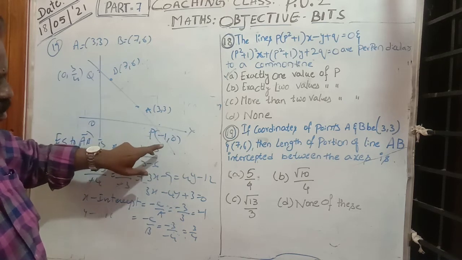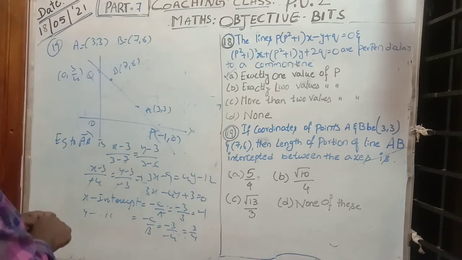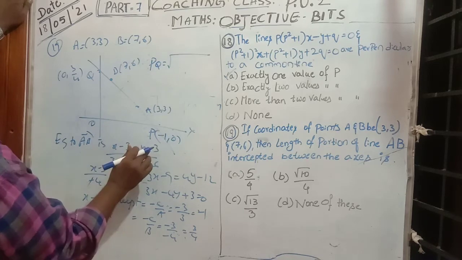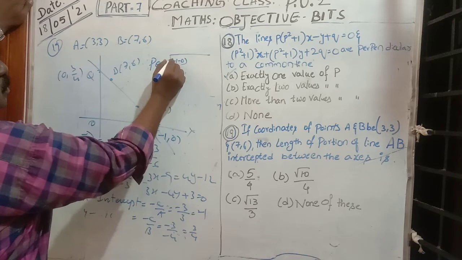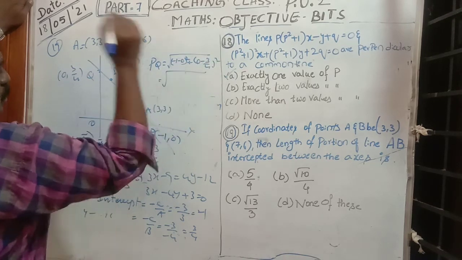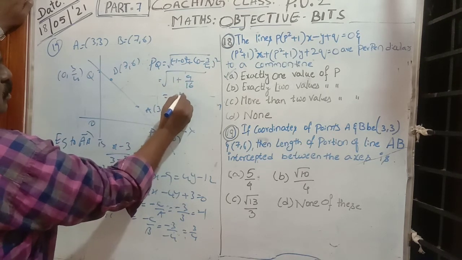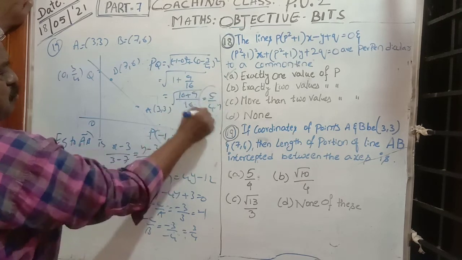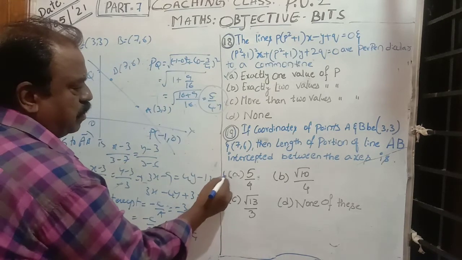We found the coordinates of P and Q. Now, what is PQ? We are asked the length of PQ. PQ is the root of x2 minus x1 square plus y2 minus y1 square. It is the root of 1 plus 9 by 16. 16 plus 9 by 16, it is 5 by 4. Okay? So it is the first option.